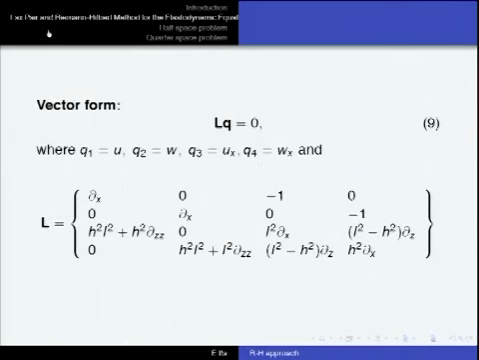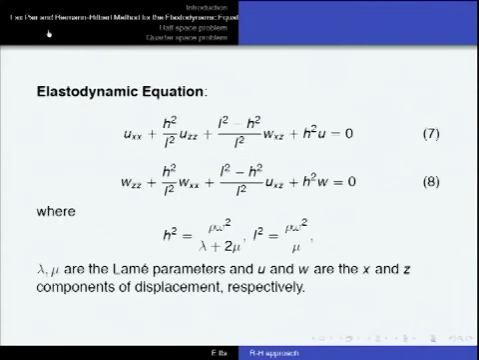The equation can be rewritten, or I forgot to say, sorry. I forgot to say that, of course, we want to solve for the displacement x and z components. This is not the same rho as before, right? No, it's not the same, sorry. It's just a density.